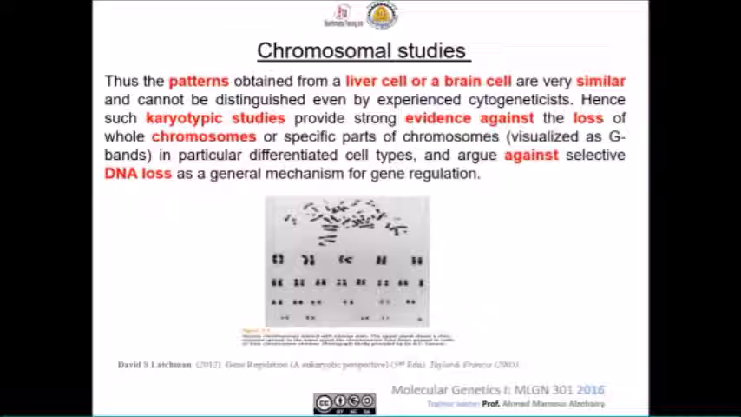In this case, the chromosomal study argues against selective DNA loss as a general mechanism of gene regulation. So chromosomal study in general provides clear evidence that most cells have the same amount of chromosomes and the same amount of DNA, and there is no evidence from chromosomal studies that DNA loss is involved in the regulation of genes in different cells.